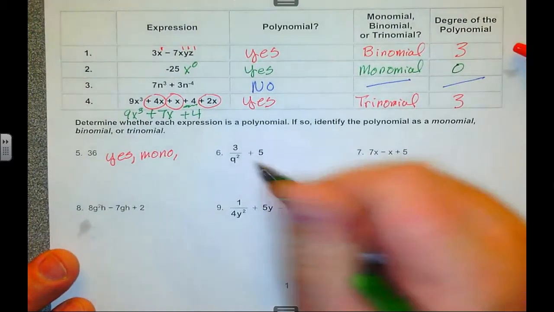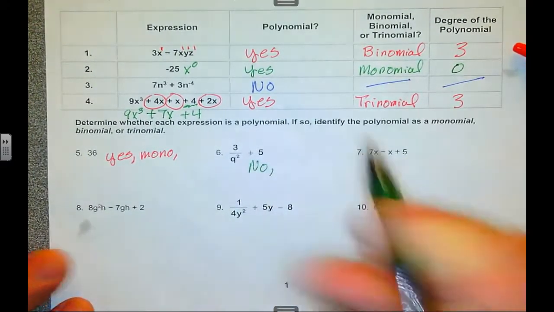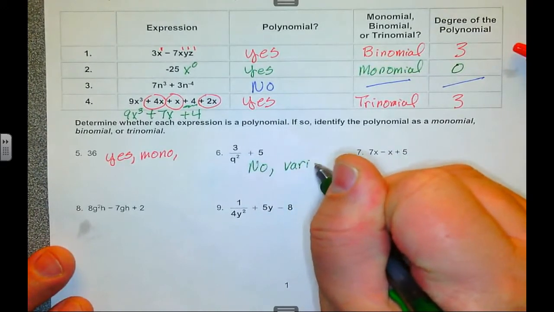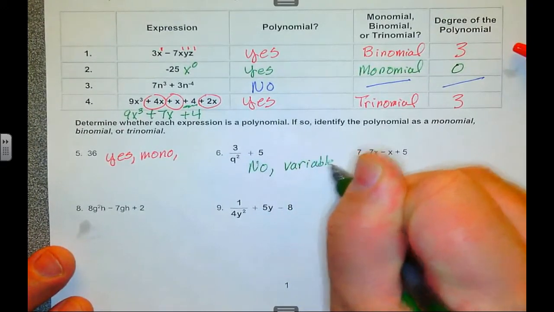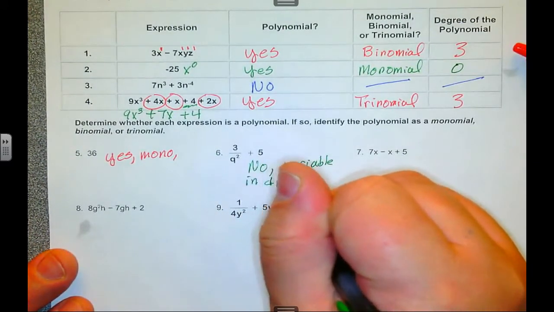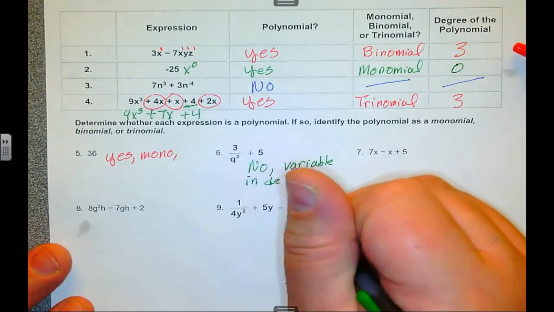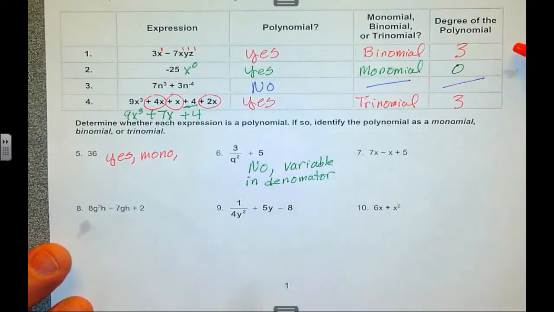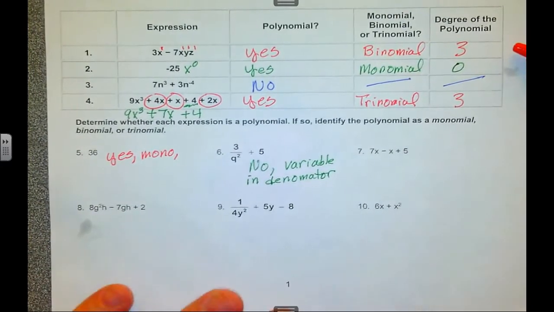No, you're right. Why? Variable in the denominator. What does it mean when I have a variable in the denominator? Means that I have a negative exponent on my variable, right?